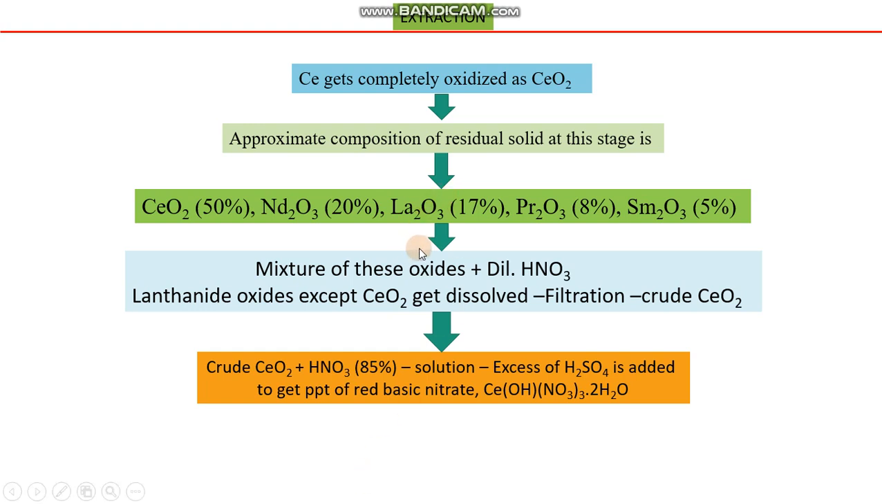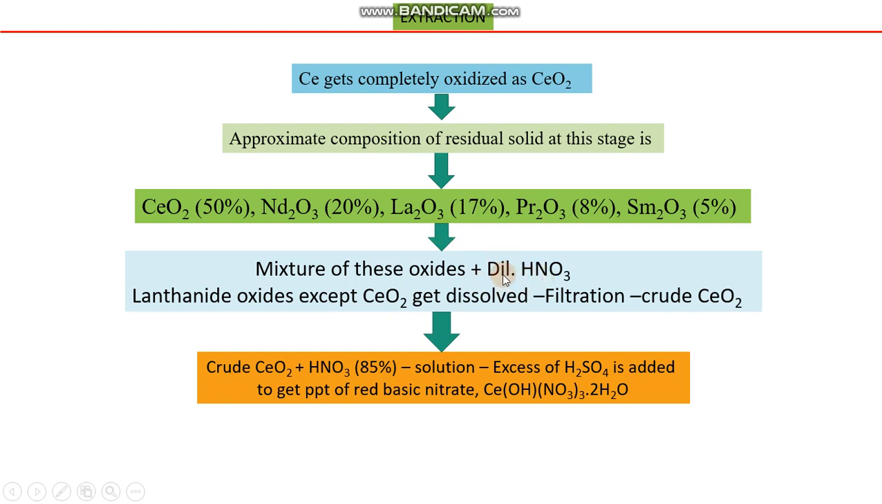Welcome back to Lanthanides. So we were discussing extraction and lanthanide oxides were obtained. Cerium was completely oxidized, and the oxides were in the form of a mixture containing 50% cerium oxide, 20% neodymium oxide, 17% lanthanum oxide, 8% praseodymium oxide, and 5% samarium oxide. The mixture of these oxides was treated with dilute nitric acid.